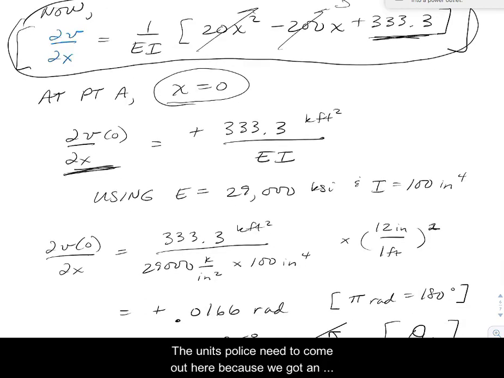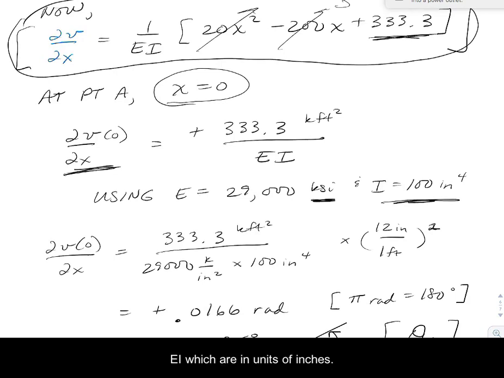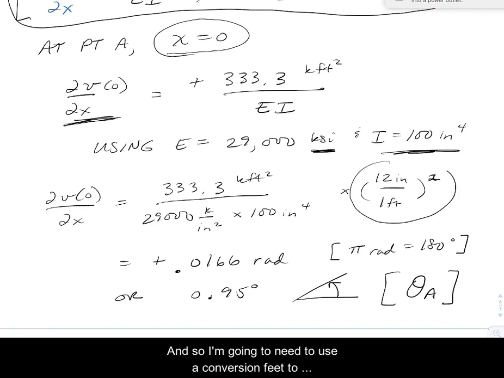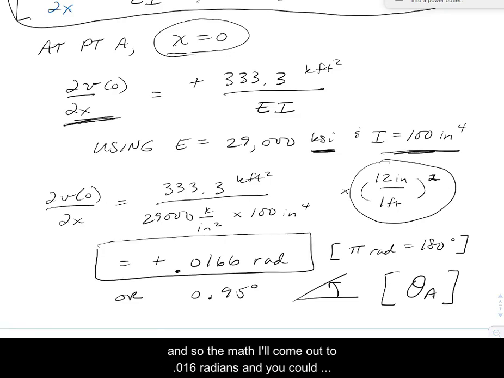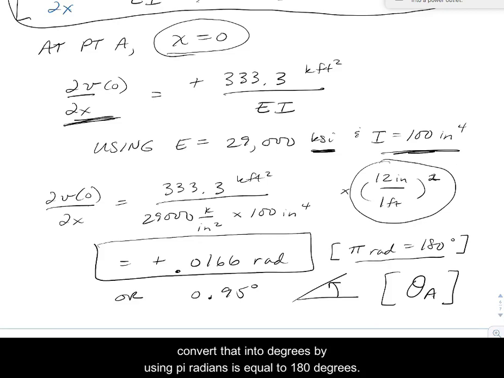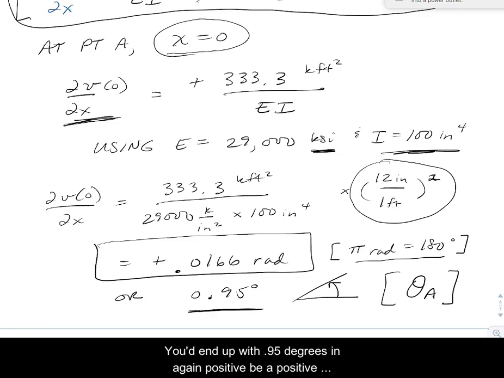Units police need to come out here because we've got E and I, which are in units of inches. And so I'm going to need to use a conversion, feet to inches. And by doing the math, we end up with, again, the slope is going to be a unitless number. And so the math will come out to 0.0166 radians, and you could convert that into degrees by using pi radians is equal to 180 degrees. And so you'd end up with 0.95 degrees. And again, positive would be a positive slope. So the rotation at A is going to be up.